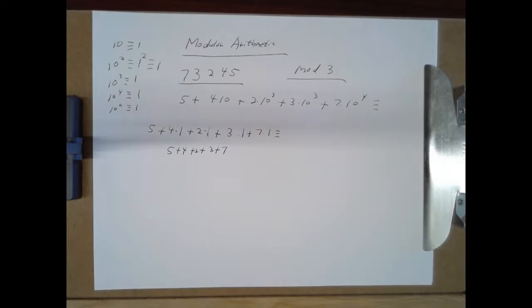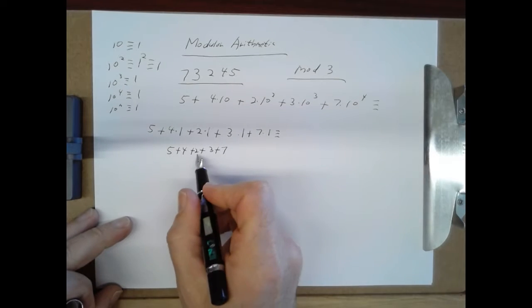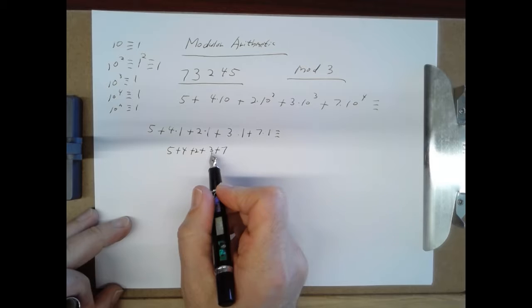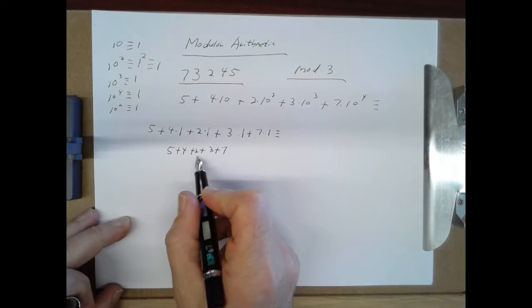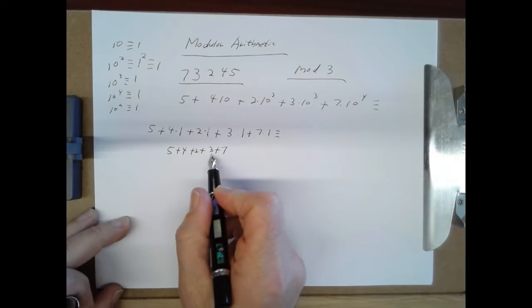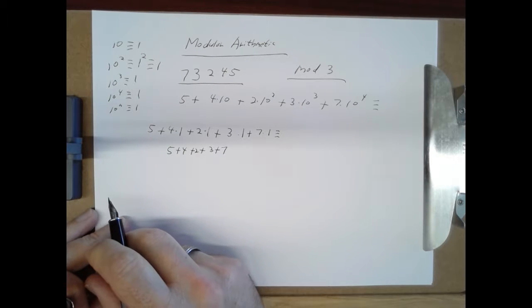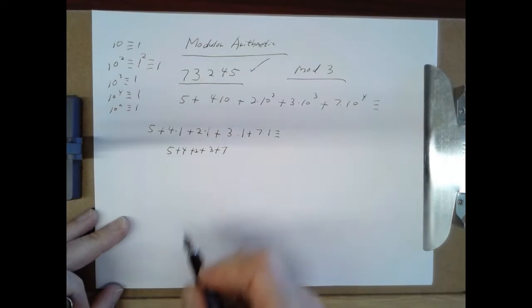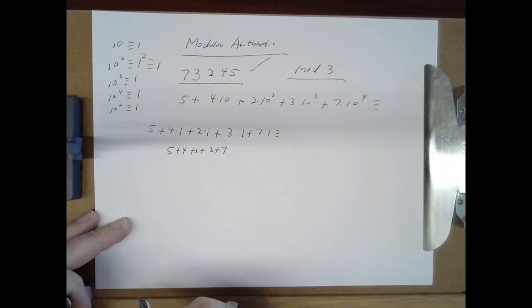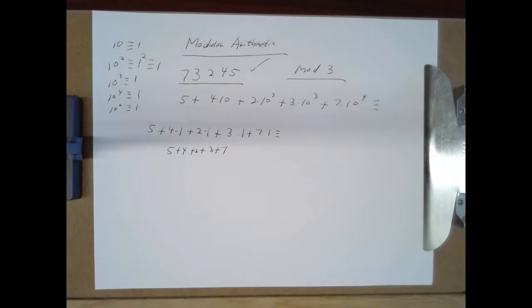And there's nothing magic about that number. I just didn't want to use variables, so I picked a particular number. But it's arbitrary. So 5 plus 4 is 9, plus 2 is 11, plus 3 is 14, plus 7 is 21. Is 21 divisible by 3? Yes, so this number is also divisible by 3. And that works for any integer. Add up the digits. If the result's divisible by 3, the whole thing is divisible by 3.